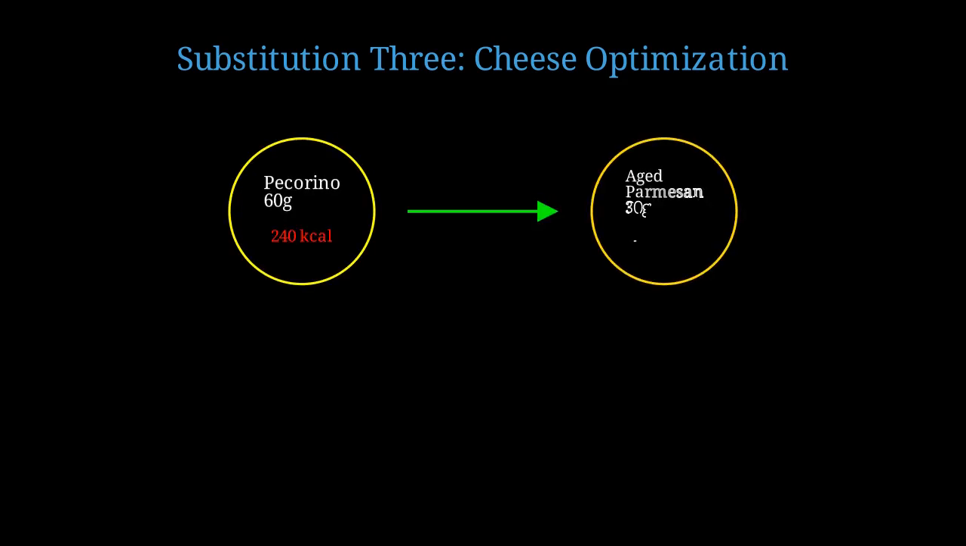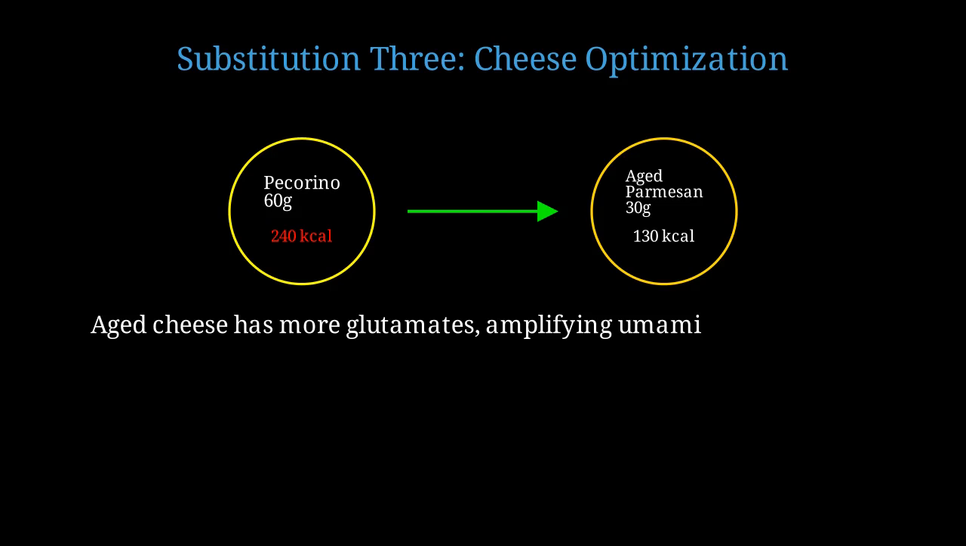Now let's talk about the cheese component. Traditional carbonara uses generous amounts of pecorino romano, or Parmesan. The AI reduces the quantity from 60 grams to 30 grams, cutting calories in half from 240 to 130. But it compensates by using extra-aged Parmesan, which has more concentrated flavor, so you need less to achieve the same taste intensity. Aged cheeses develop more glutamates during the aging process, which are the compounds responsible for umami. This means 30 grams of aged Parmesan can provide similar flavor intensity to 60 grams of younger cheese.